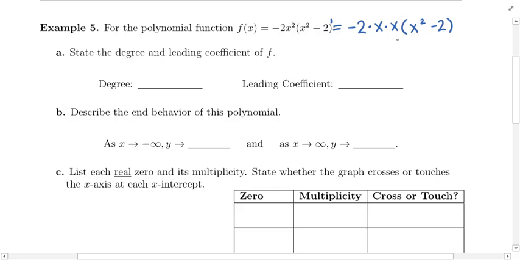If you had an exponent on the outside, like a 2, then you would have to write the quantity x squared minus 2 twice, okay? But since you don't have an outer exponent, you're just going to have to leave it like this.